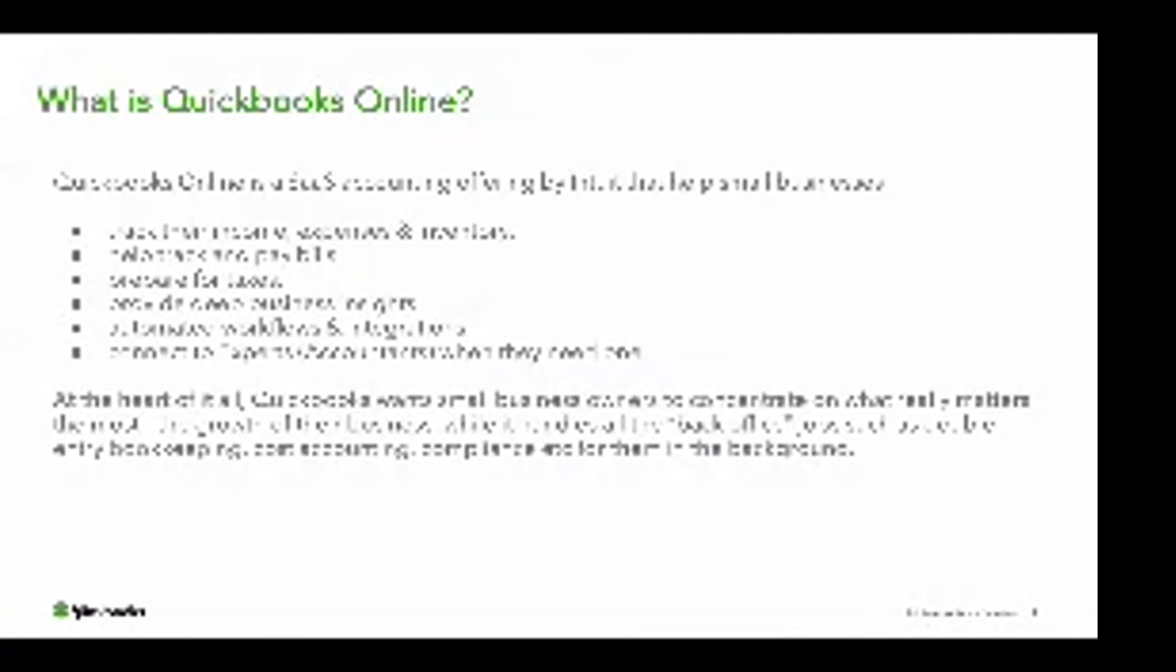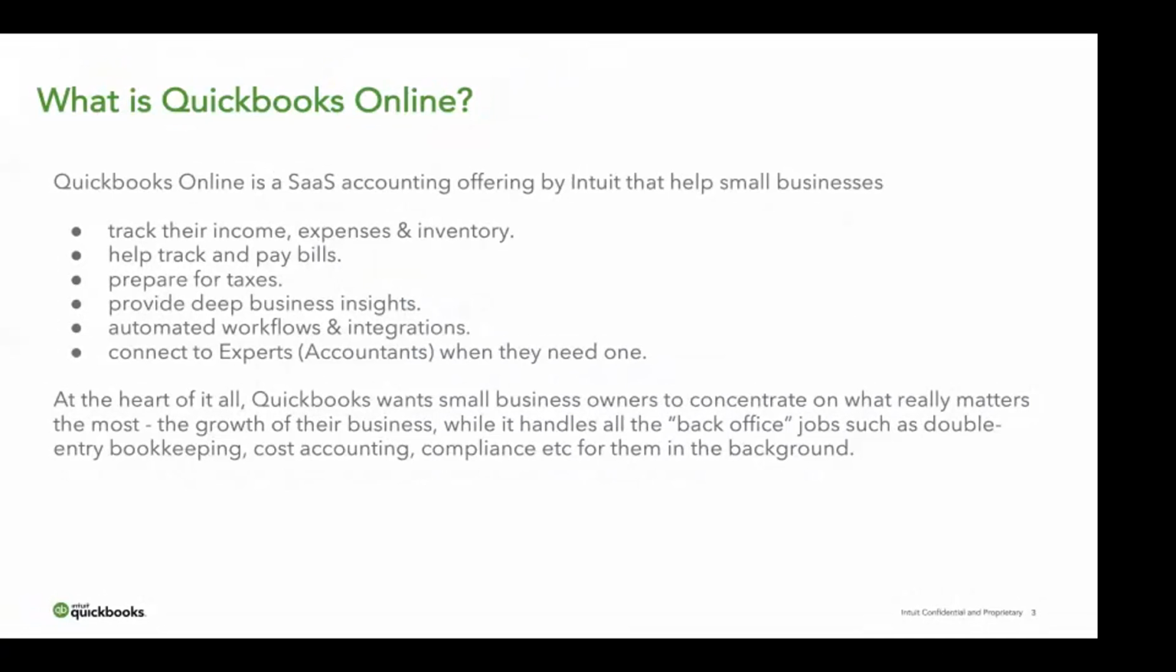So let me give a quick context of the product that I work on. It is called QuickBooks Online. It is by the company called Intuit Inc. Small business accounting software by which you can track your income, your expenses, inventory. You can pay bills. You can prepare your taxes. You can see your business insights and take decisions based on that. You have automated workflows and integrations.